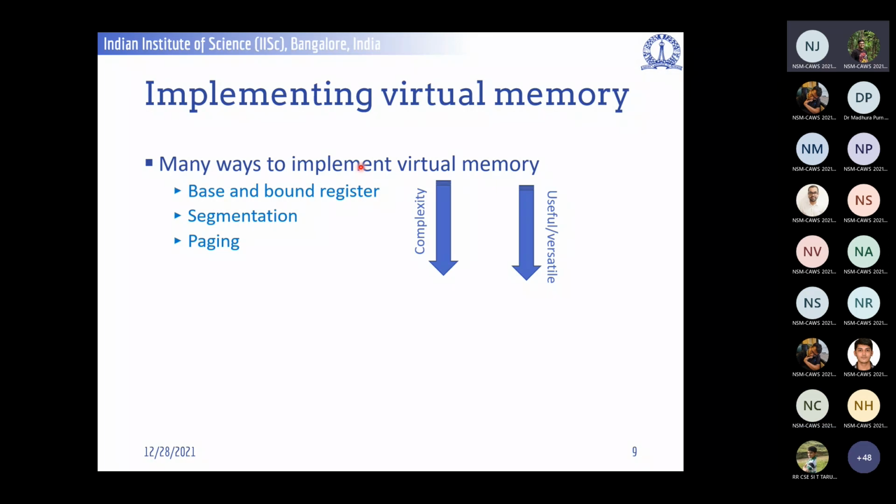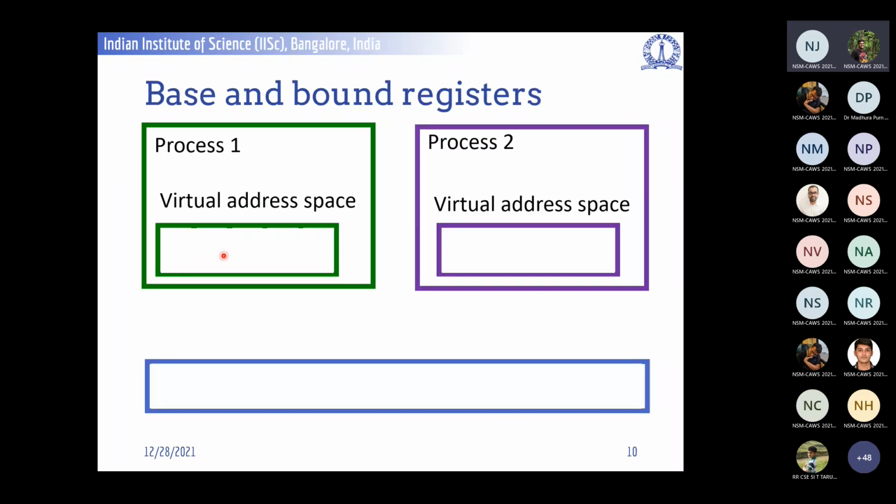So we'll do it quickly. The way we'll look into the hardware side of things is that we'll go from the simpler things like base and bound register to more contemporary ones like paging. And we'll see each step. We'll see why we needed to evolve from, say, base and bound to segmentation, segmentation to paging, and so on. Okay, so the base and bound register idea is very simple.